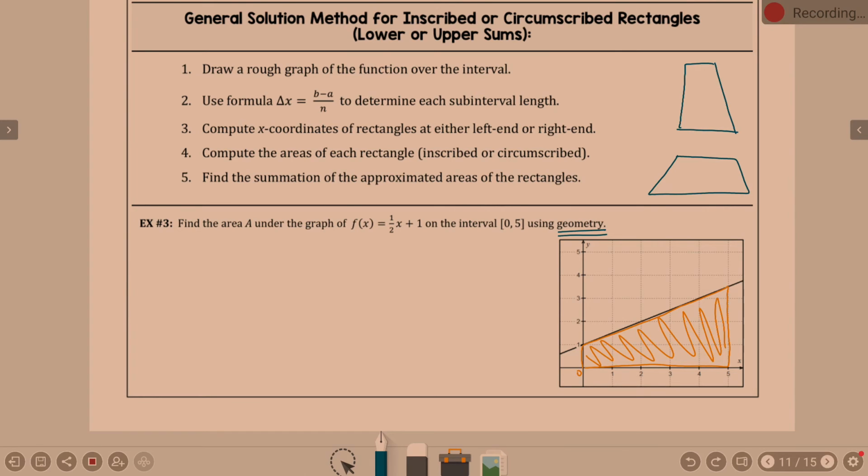Now, because it is important to upcoming problems, because we're going to talk about the trapezoid rule also, how do you find the area of a trapezoid? 1/2 B1 plus B2. How do you know that?